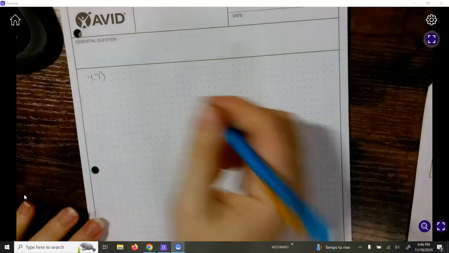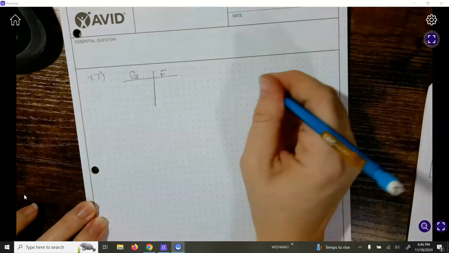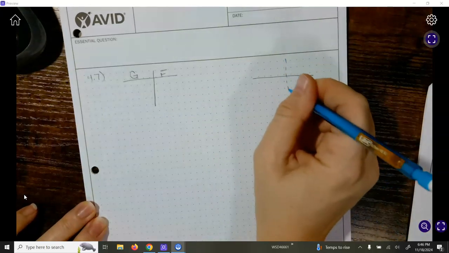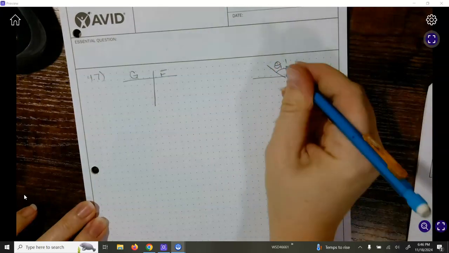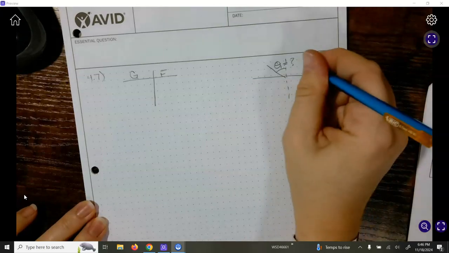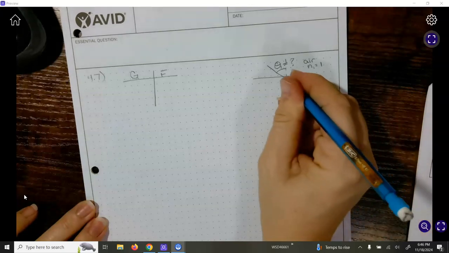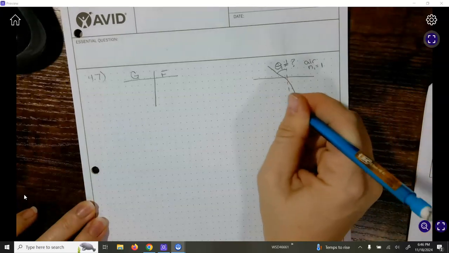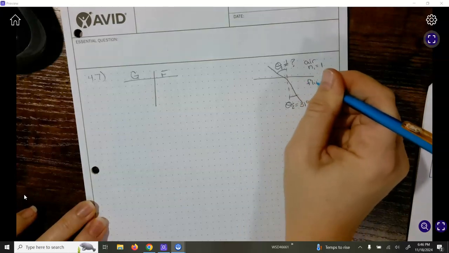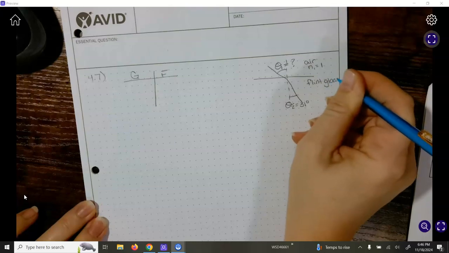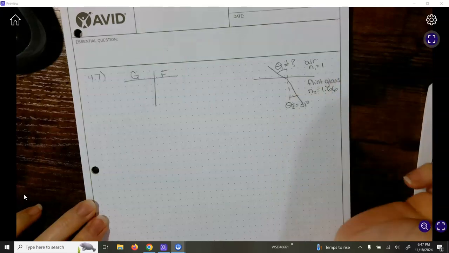Again, you want to have your given and find list so that you're organized, and you also want to have a picture. There's my normal. Here's my angle of incidence. That's what I'm looking for. I don't know what that is. I do know that this is air up here, and that is 1. I know my angle of refraction is 31 degrees. I'm talking about flint glass.